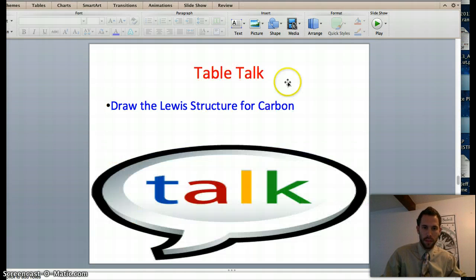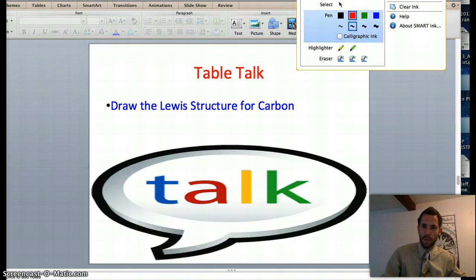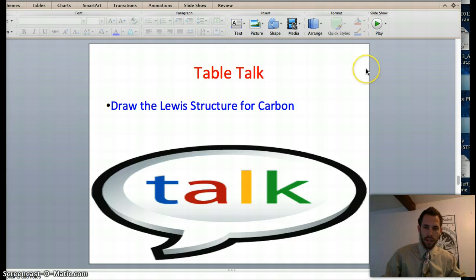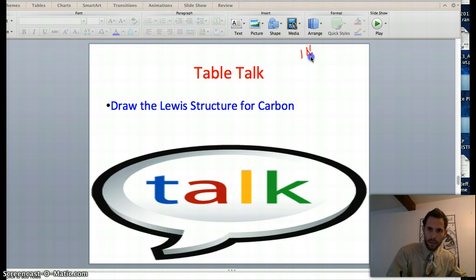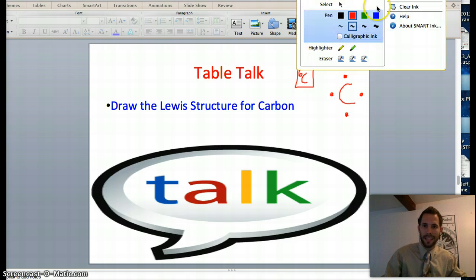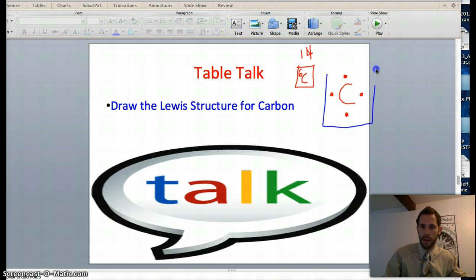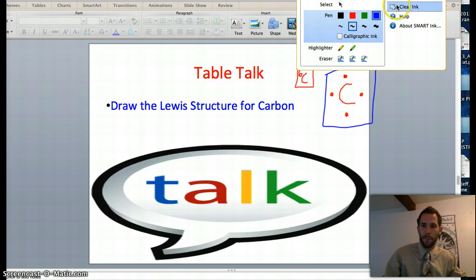Let's try another one. Let's try carbon. The Lewis dot structure for carbon is pretty simple. Carbon, if you look on a periodic table, will be in group 14, and it has an atomic number of 6. Put carbon right there. So carbon, since it's in group 14 or 4A, is going to have 1, 2, 3, 4 valence electrons. Easy as pie. All right, let's try one more.